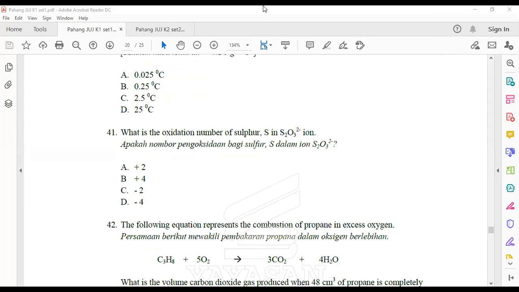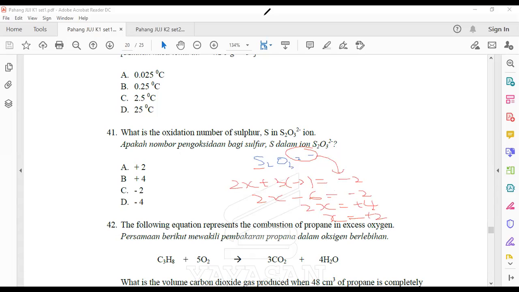Now, when we are talking about the oxidation number of the sulfur in S2O3 2-, I'm using the red. We assume that the oxidation number of sulfur equals X. So 2X plus 3 times negative 2 equals the overall charge, which is negative 2. 2X minus 6 equals negative 2. So 2X will equal positive 4 and X will equal positive 2. I hope you are okay with this.